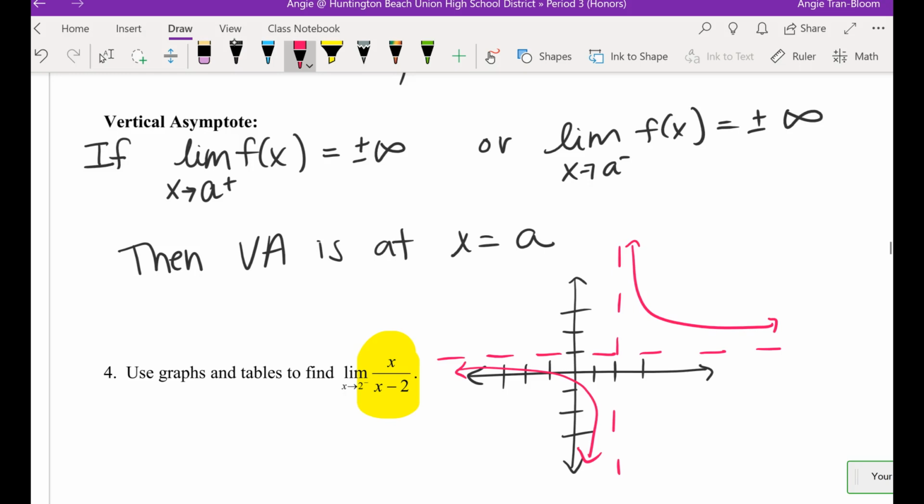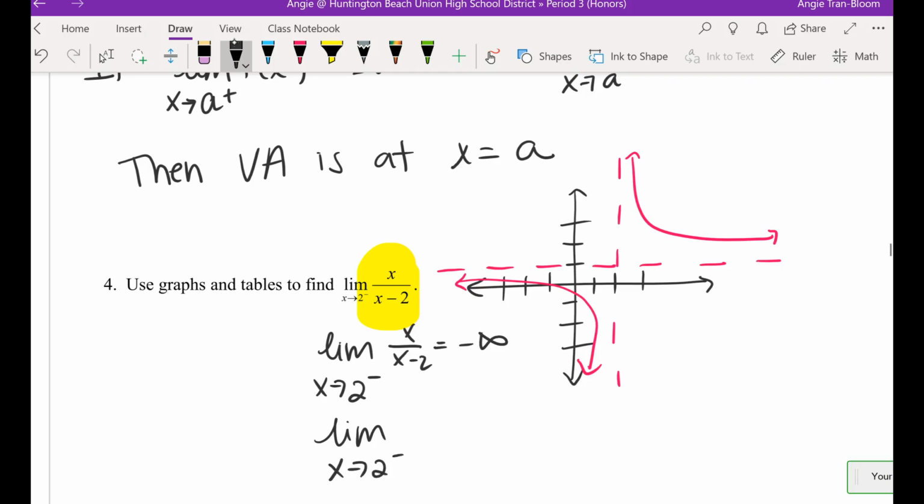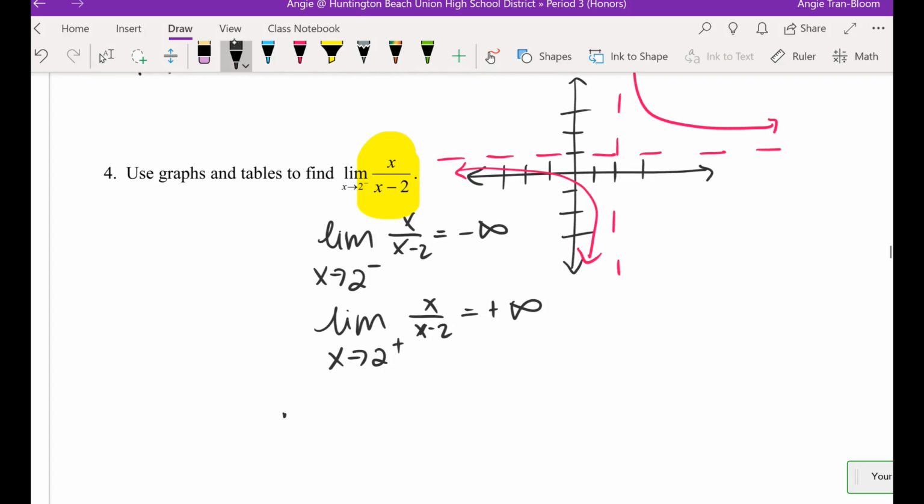That totally works. How about if I ask you x approaches 2 from the right? What's your final answer in that one? Positive infinity. So this one, guys, the limit as x approaches 2 from the left of x divided by x minus 2, we said is negative infinity. It didn't ask in your notes, but I'm going to add it on, what if it's coming from the right? Positive infinity. Therefore, if I ask for VA, what would you say? Do you have a VA? x equals 2.